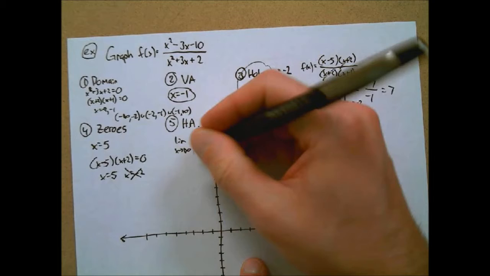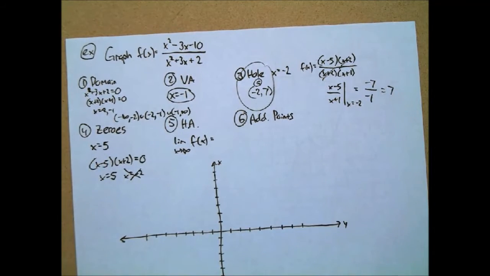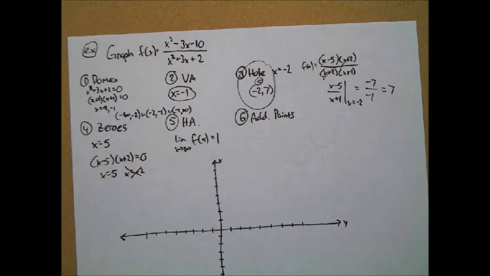Okay, horizontal asymptote, limit as x approaches infinity of f of x. Do we have a horizontal asymptote? Idris? Is it 1? What do you guys think? Yeah, it is. It's 1. Okay, degree of the top is 2. Degree of the bottom is 2. Ratio of the lead coefficients, 1 over 1, which is 1.